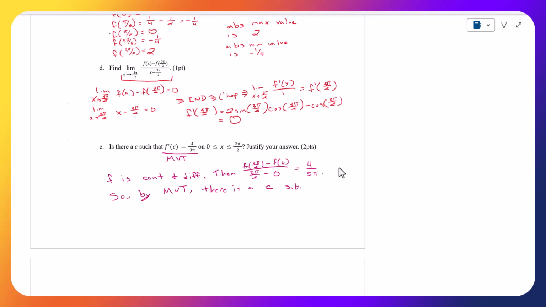I'm going to use an abbreviation here. ST means such that. You don't have to use that abbreviation, but you can if you want to. It's actually a very common math abbreviation. I used it a lot in college when I was writing proofs. Such that f prime of C equals 4 over 3 pi on 0 to 3 pi over 2.